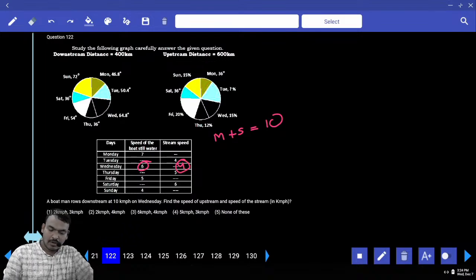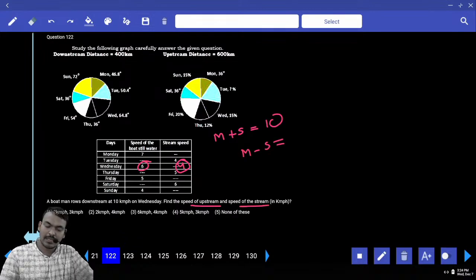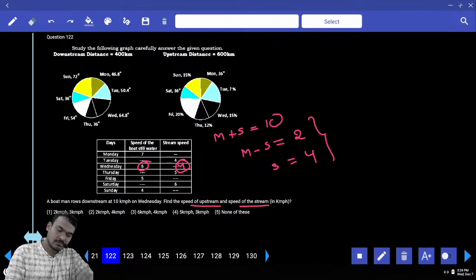Yes or no? What is the question here? Speed of the upstream and speed of the stream. Upstream means M minus S, or not? What is the M minus S value? 2. What is the S value? 4, or not? We required 2 and 4. Which option? Second option, or not?